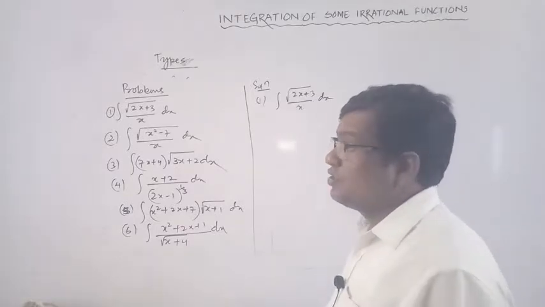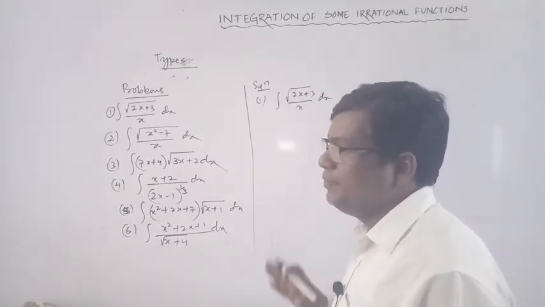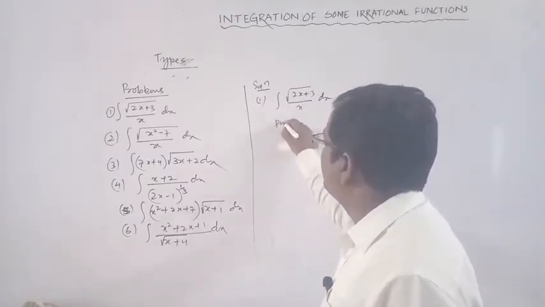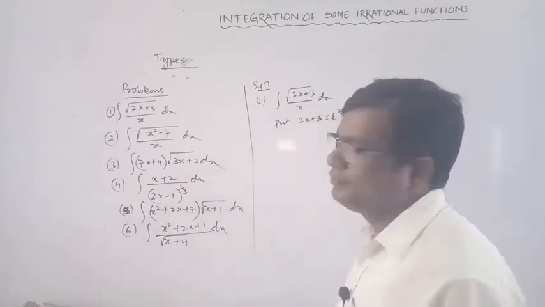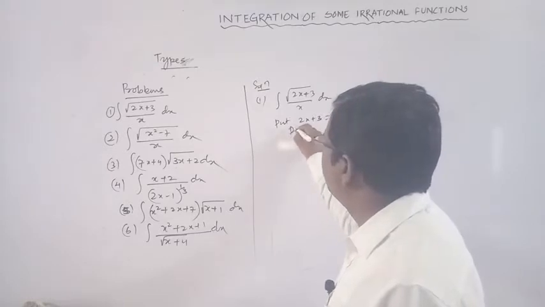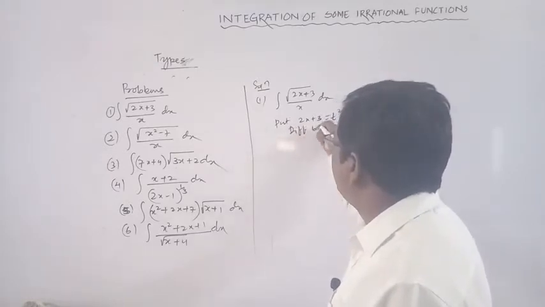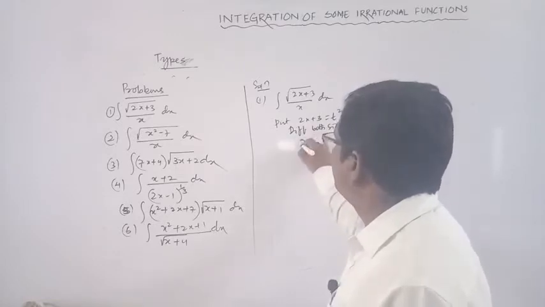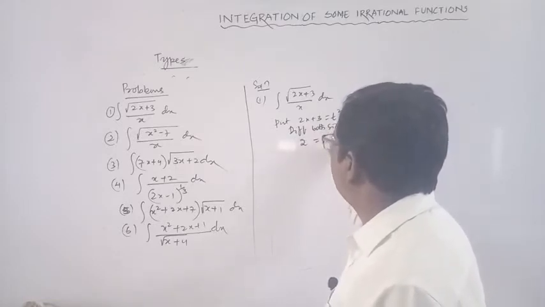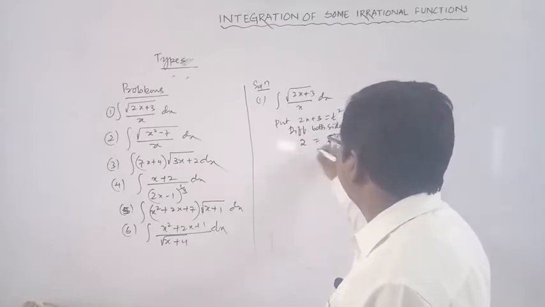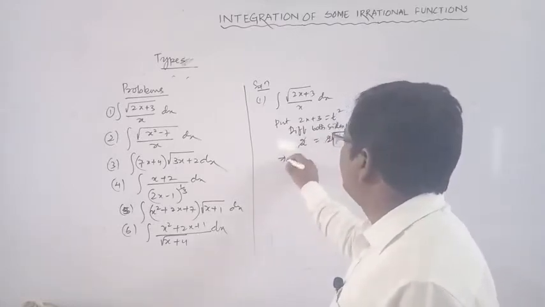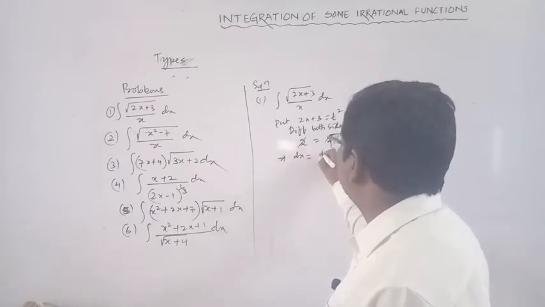If the square root expression is put equal to t square, we can easily solve this problem. So put 2x plus 3 is equal to t square. Differentiate both sides with respect to x. So 2 into 1 is 2t dt by dx. The 2 cancels, which implies dx is equal to t dt.